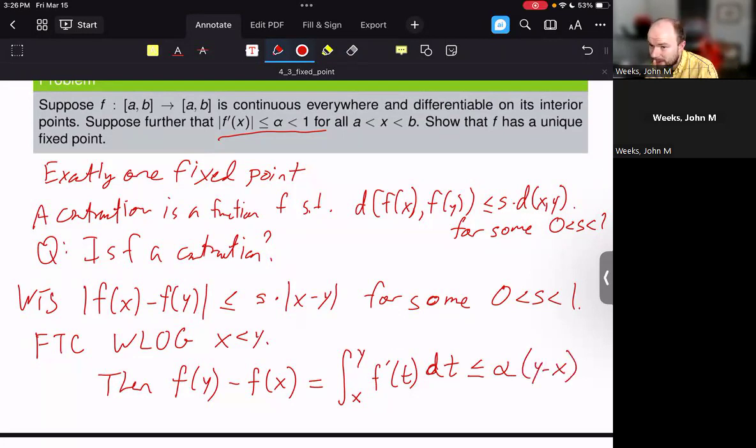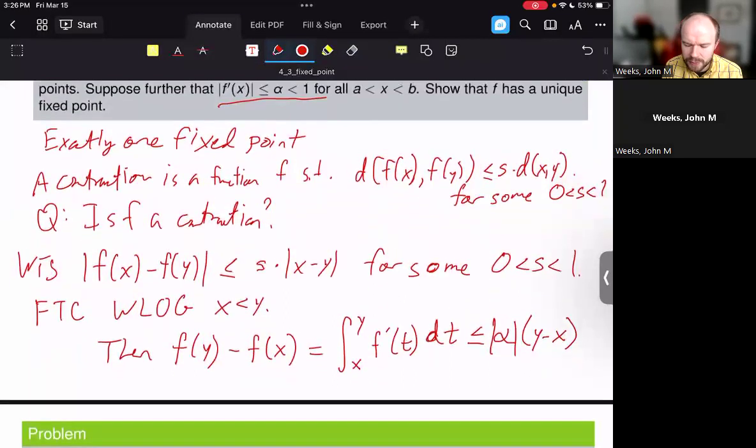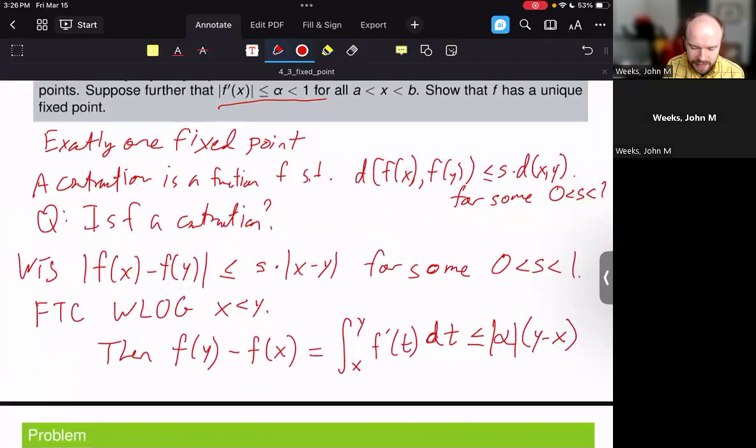Well, if I take a look at what I have here, I think I've basically said what I needed to say. Namely, I can now do the same thing from the opposite side to get, say, f of x minus f of y, and so on. I guess technically I need an absolute value of alpha here. Then this results in the fact that the absolute value of f of y minus f of x is less than or equal to the absolute value of alpha times y minus x.